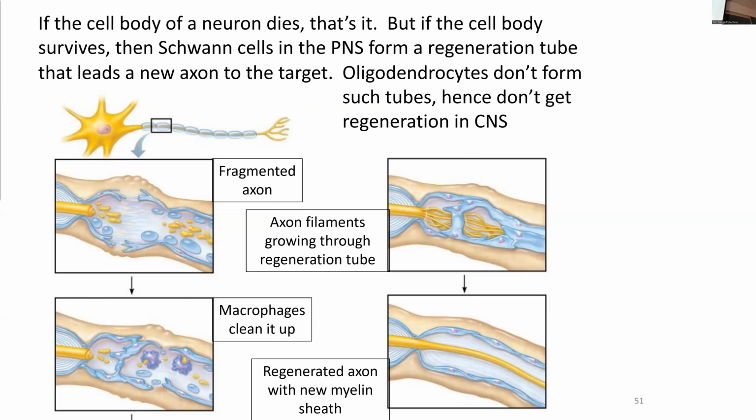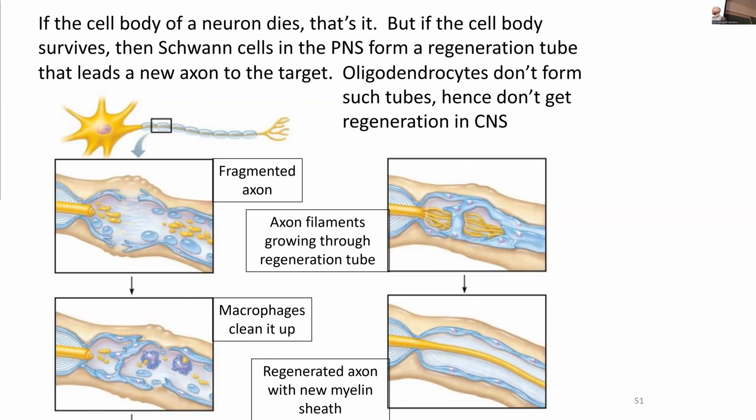And then this cool regeneration tube starts to form via the help of these macrophages, these immune cells. It basically forms a tube and parts of the axon can start to regenerate. And then it can essentially reform a solid axon. This takes a while. It's not a quick process, but this is why if you damage a nerve in your body, it can regenerate and can heal as long as that cell body is still alive.